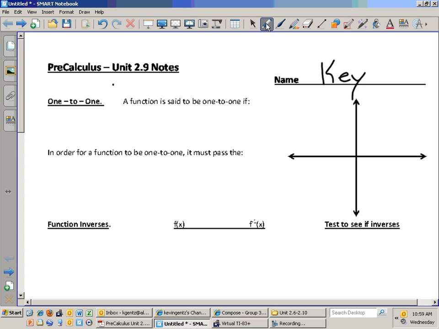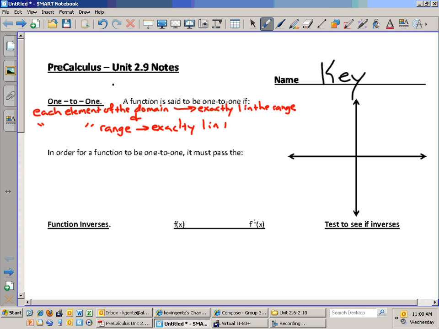Here's one-to-one. A function is said to be one-to-one if each element of the domain corresponds or maps to exactly one in the range. Now that's actually the definition of a function. It's one-to-one if that is true and exactly one element of the range corresponds to exactly one in the domain.